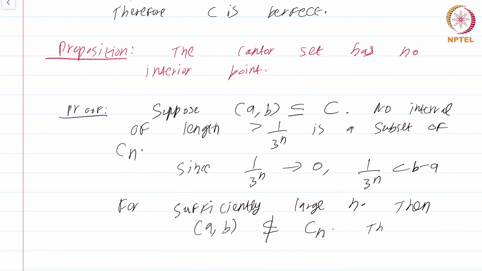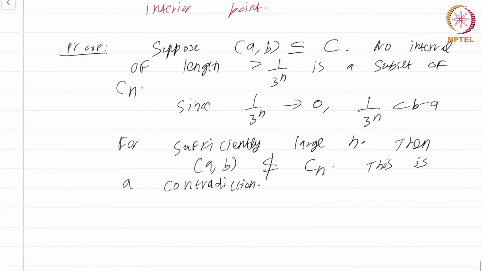This is a contradiction. I could have rewritten this proof as a direct proof by saying that no interval AB will be a subset of Cn. Therefore, no interval AB will be a subset of C. But anyway, since I have started with suppose AB is a subset of C, I will end with this is a contradiction. Hence, the Cantor set C has no interior point.